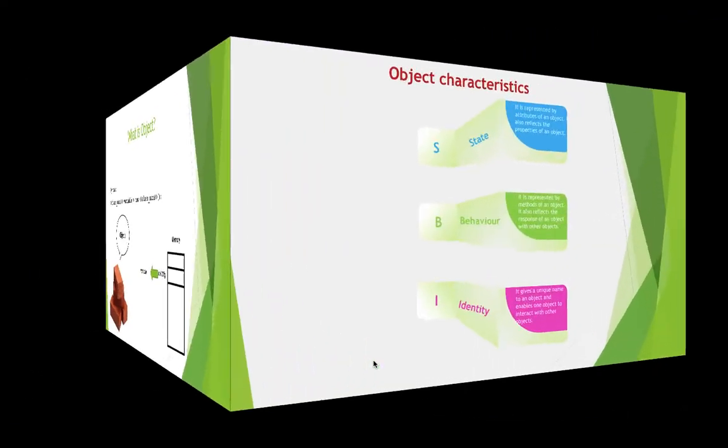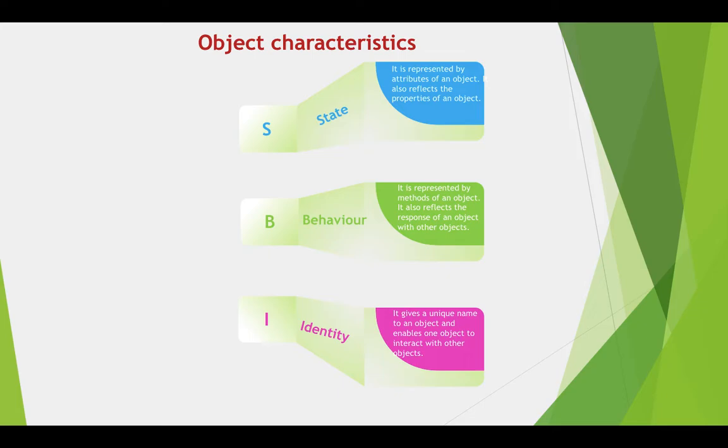Next, object characteristics. An object has three characteristics. How can we remember them? Everyone knows SBI, right? In the real world, SBI is State Bank of India. So we can remember it like this: SBI. S is state, B is behavior, I is identity. These three things are our object characteristics.